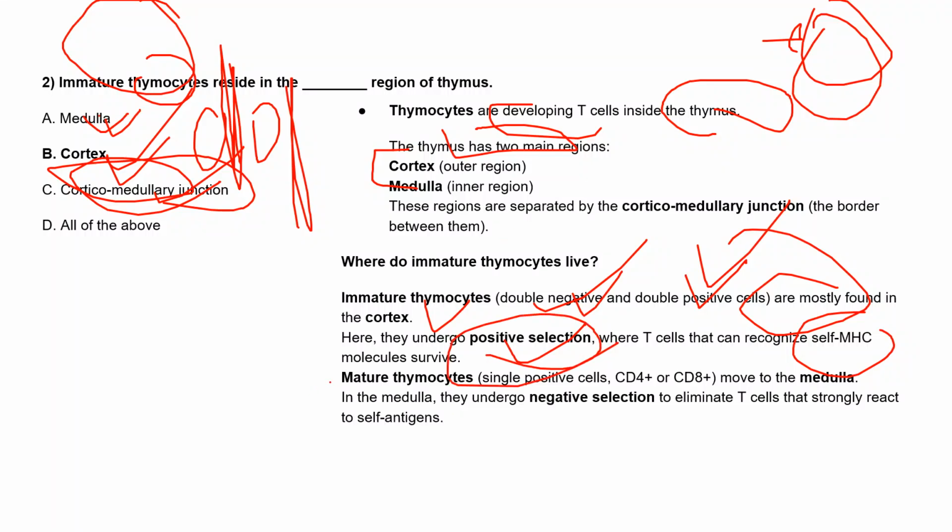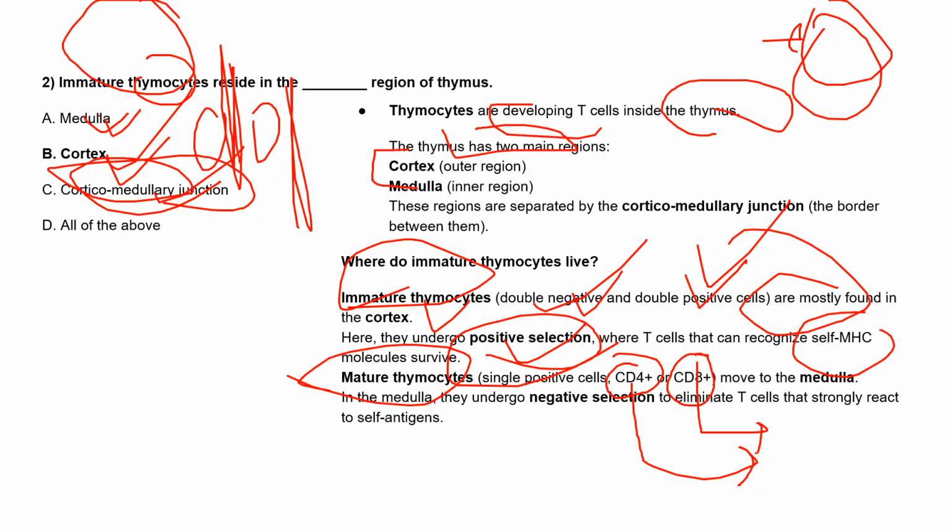Then mature thymocytes are the single positive cells. Now these are the mature ones. Immature ones undergo only one selection, that is positive selection, which can recognize the self MHC molecules. But still they are double positive cells, meaning they have receptors for both CD4 and CD8. In mature thymocytes, they are single positive cells. Single positive means they are either CD4 positive or CD8 positive. If they are CD4 positive, they will go for the T helper cells. If they are CD8 positive, they'll go for the cytotoxic T cells.